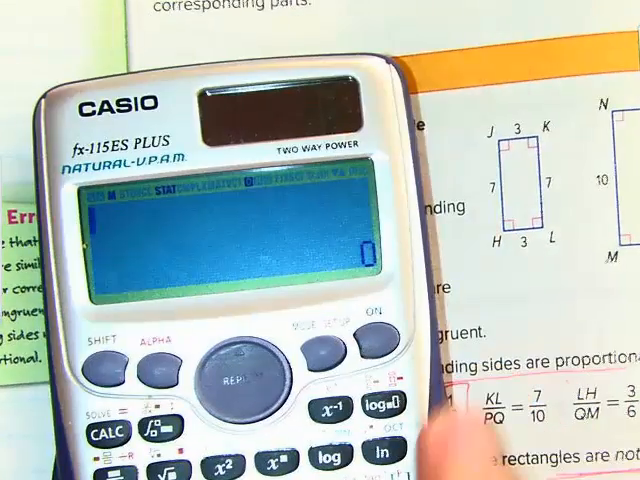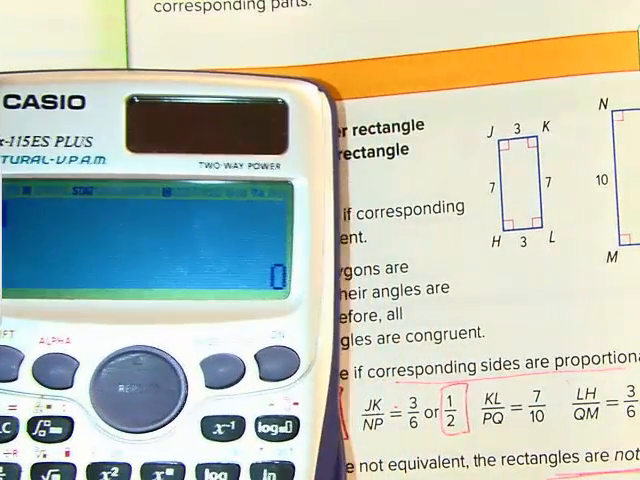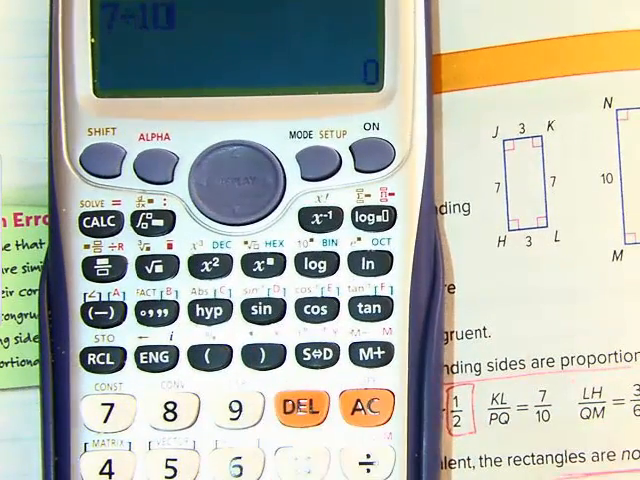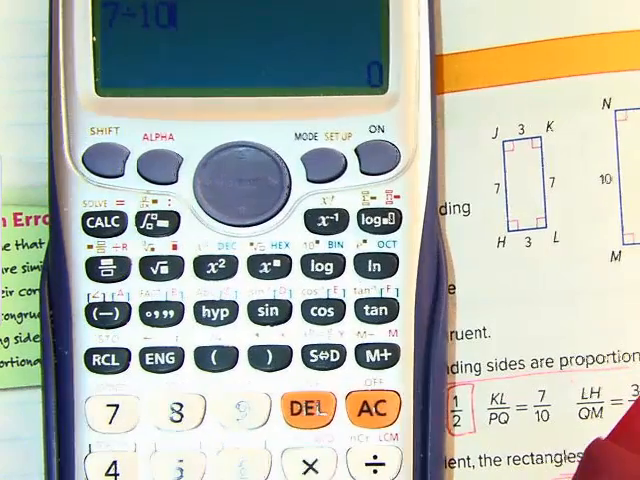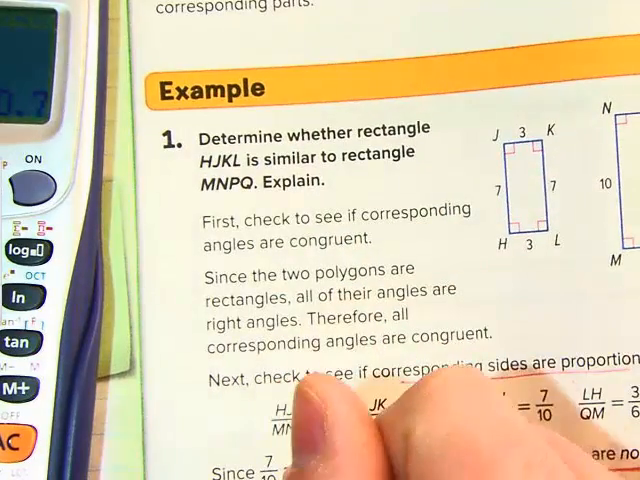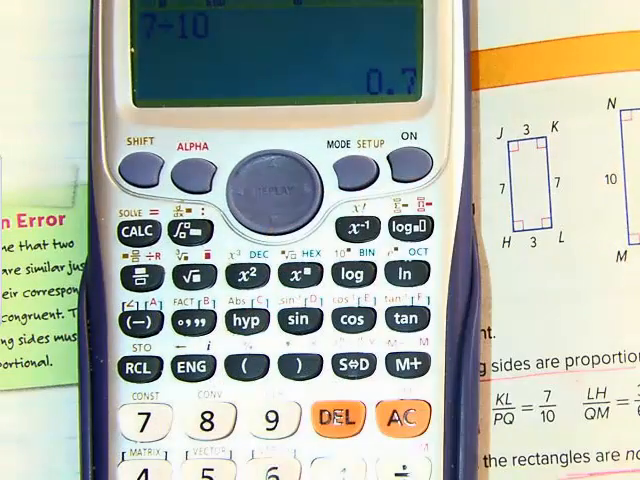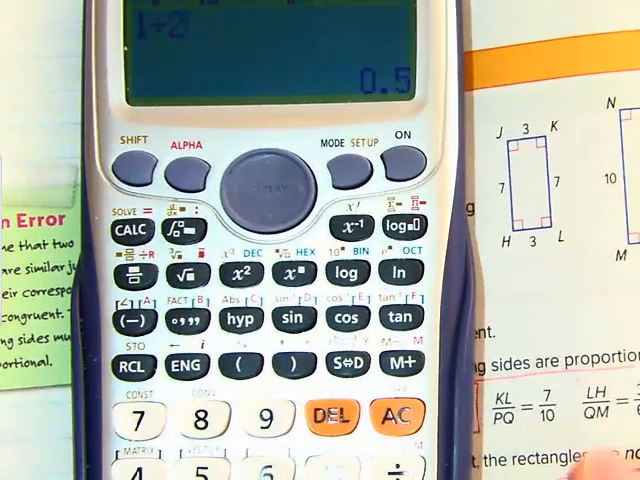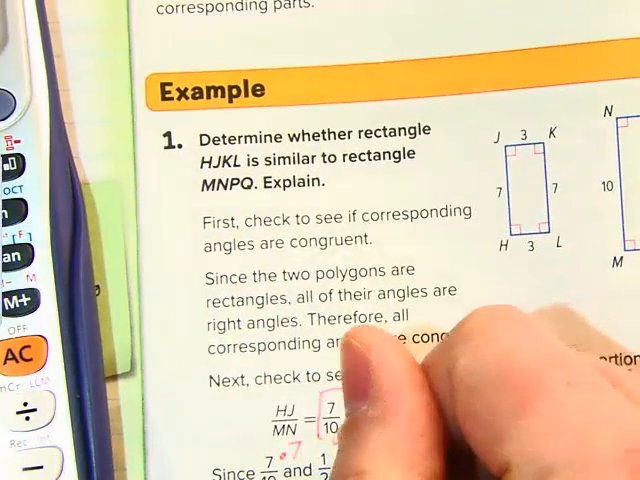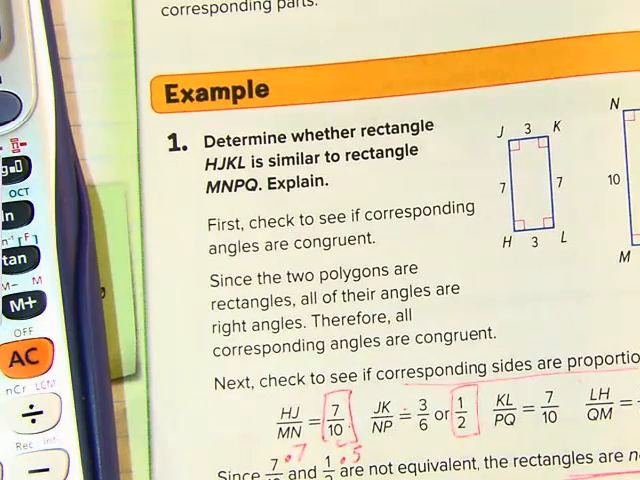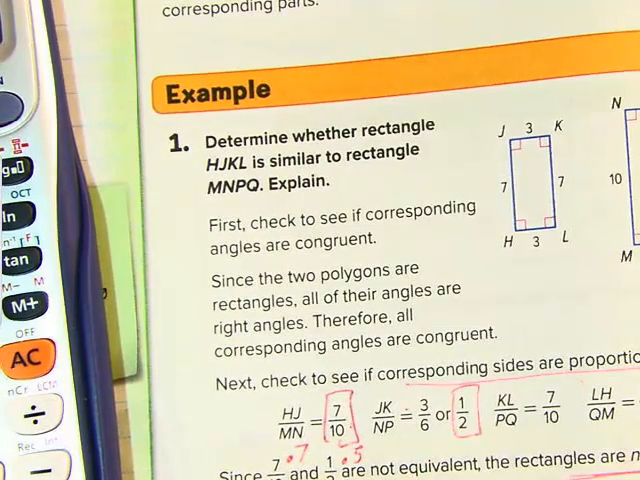Or if you aren't great at simplifying, you can also simply divide 7 divided by 10, because a fraction is division, and you get a decimal of 0.7. So right by this you can write 0.7, and then 1 divided by 2 is 0.5. So by that I'm going to write 0.5. They should be the same decimal. If they're the same decimal, yes, they're proportional, they're similar. But here it's different decimals, just like it's different fractions, so we know they're not.